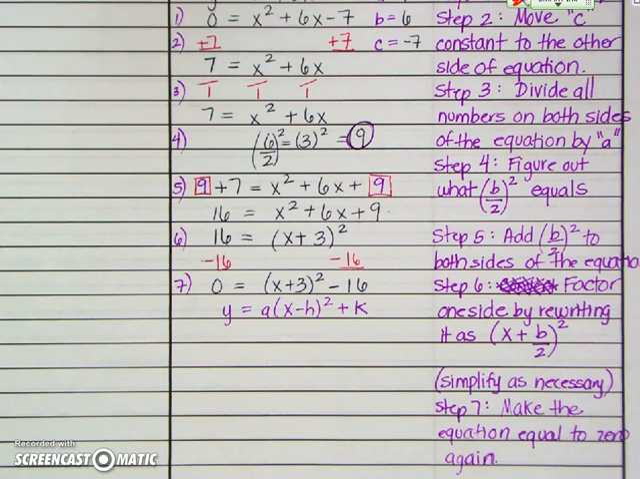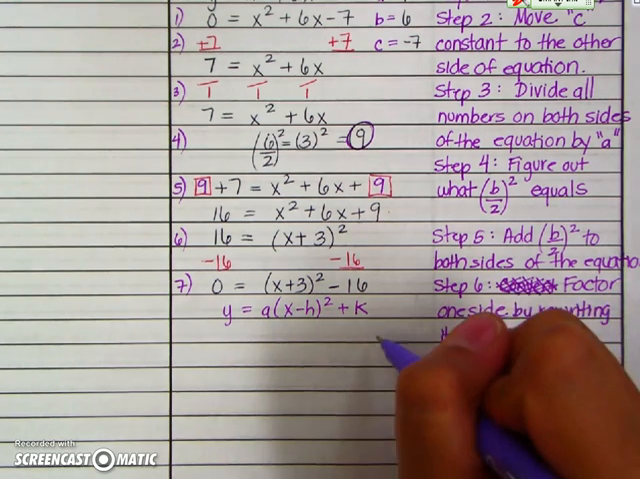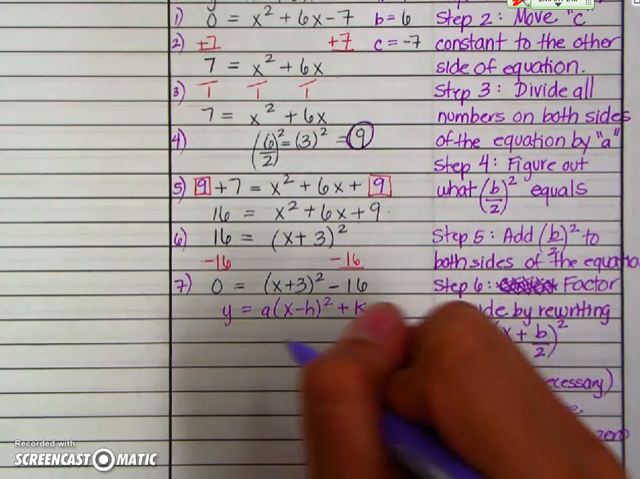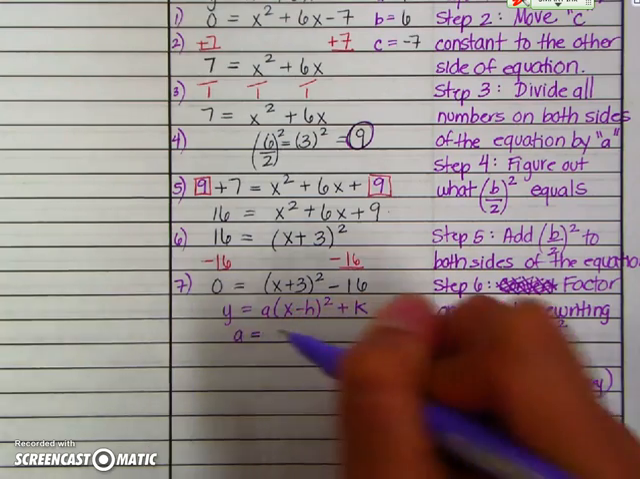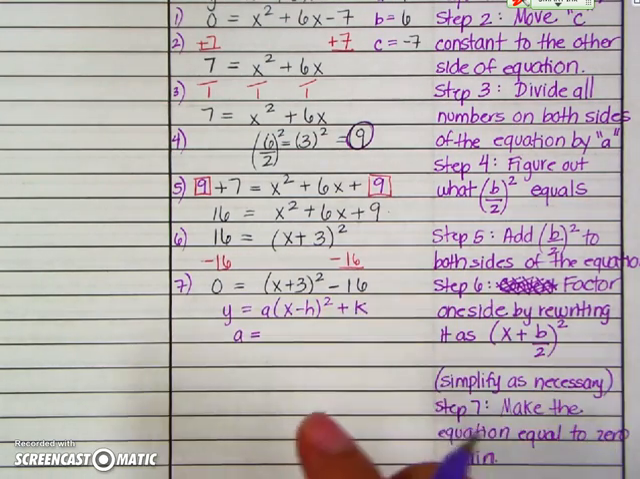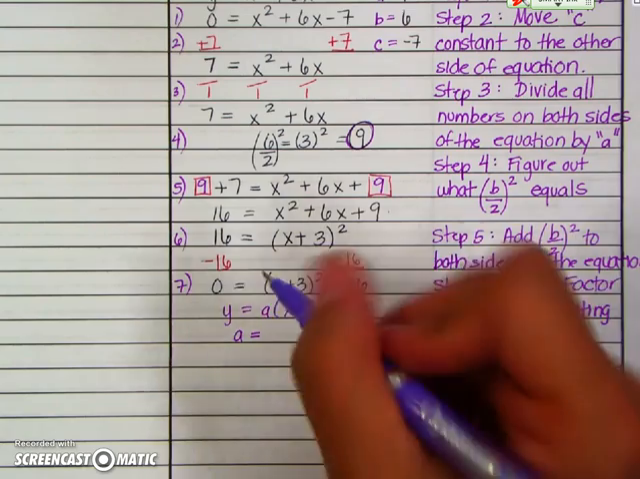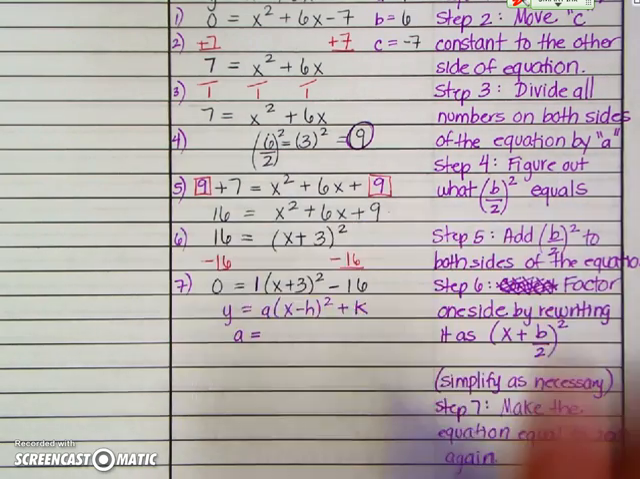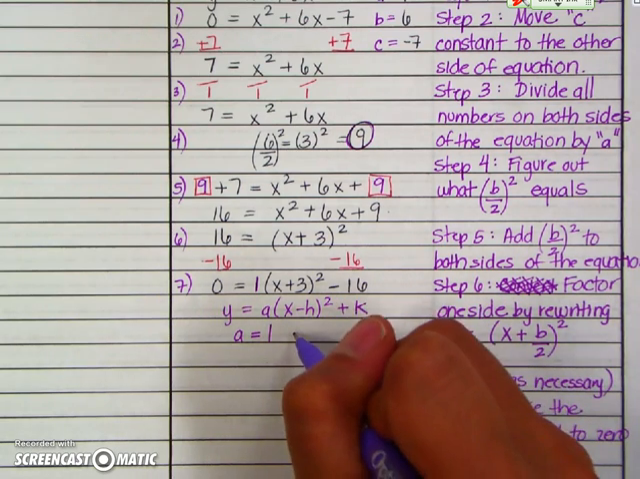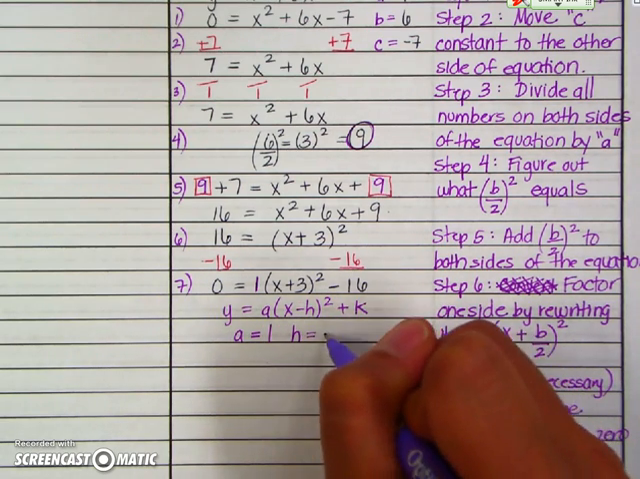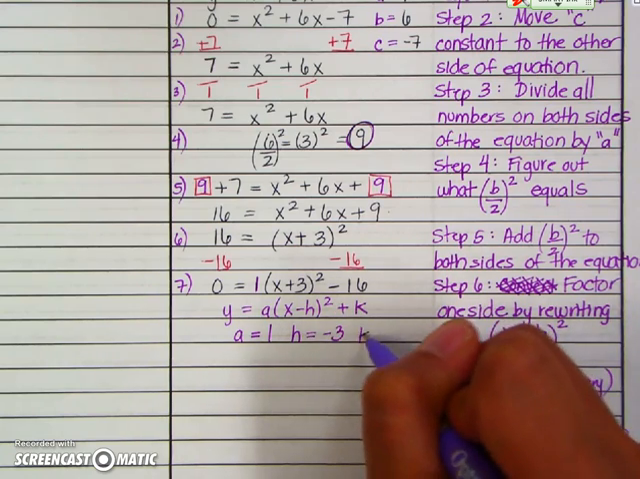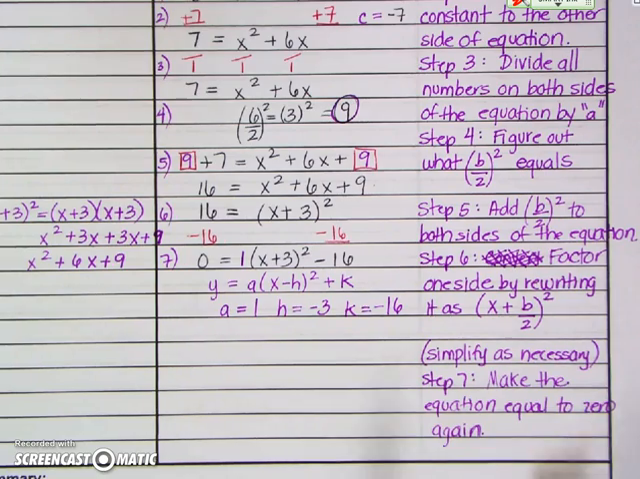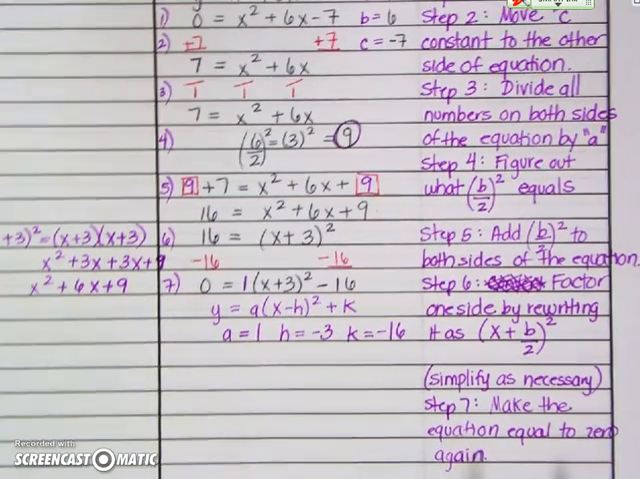You just don't have an A. And we have to identify what A, H, and K are equal to. In this case, what's the value of A? Look at the number in front of the x squared. It's 1, right? So A is equal to 1, H is equal to negative 3, and K is equal to negative 16. Okay, so now we have finished going through steps 1 through 7.